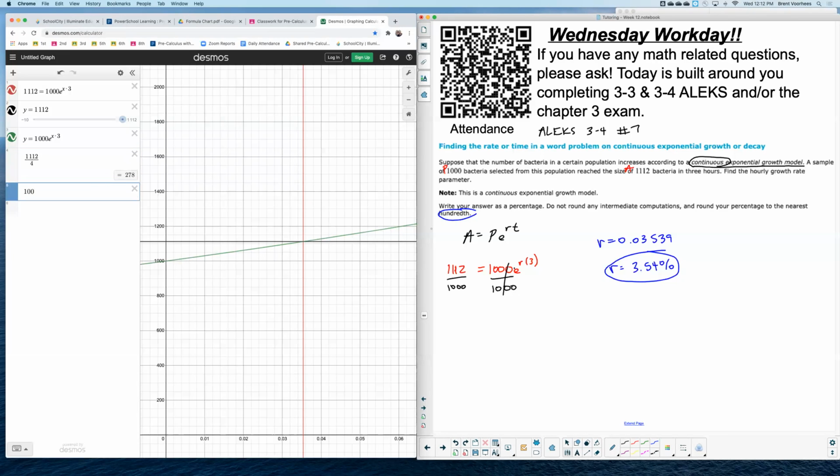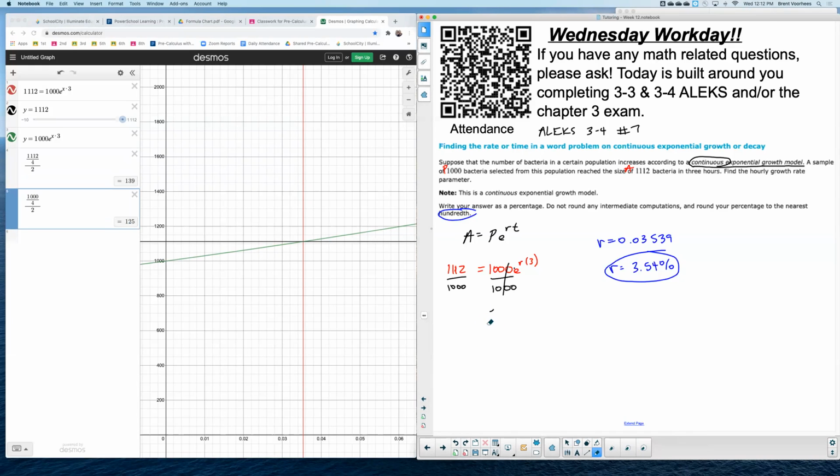278 over 250. Can I just reduce those again? Yes, I could. Sorry, I'm just reducing these. Okay, I'm going to leave it as this: 139 over 125. I'm trying to reduce this just to make it easier over here. So we'll say that 139 over 125 would equal e to the 3r.